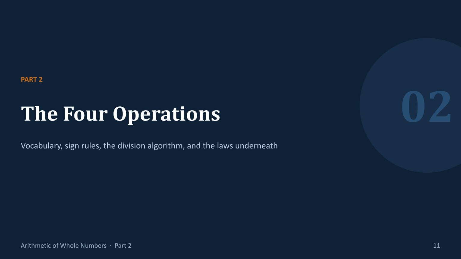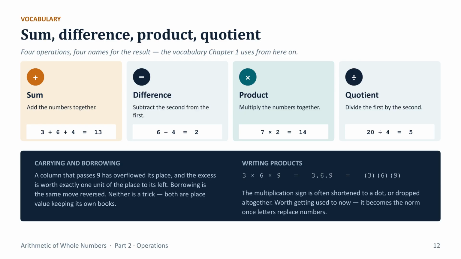Now, we move to part 2. We will rebuild the 4 primary operations, focusing on the sign rules and structural laws that are essential for advanced problem solving. Using clear terminology is essential. Remember that the sum, difference, product, and quotient are our foundational results. Additionally, be mindful of how you write your work. Standard notation, like dropping multiplication signs, will become increasingly important.